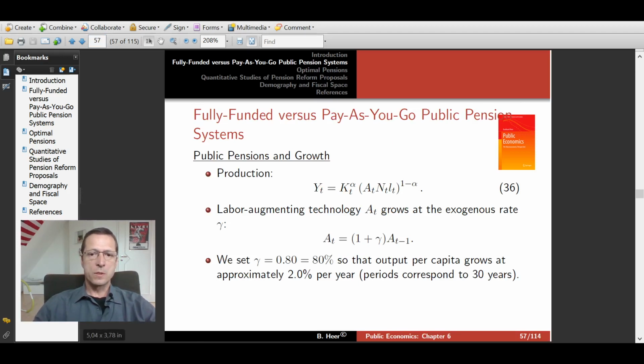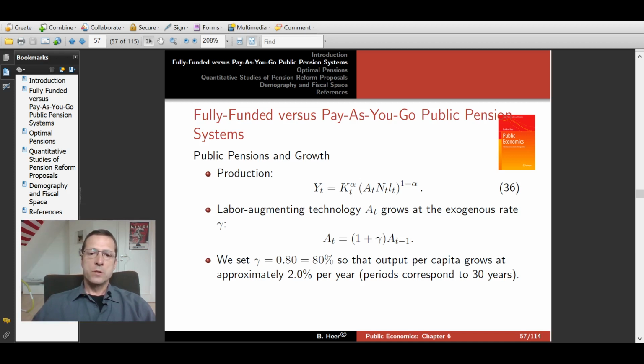So we introduce public pensions and economic growth, as we did in Chapter 3 on the overlapping generations model. If you remember, there we introduced economic growth as labor augmenting technological progress, A_t, which simply increases productivity of the factor labor. And our labor here is the number of workers, N_t, times the hours they work, L_t. And the factor A_t grows at the rate gamma.